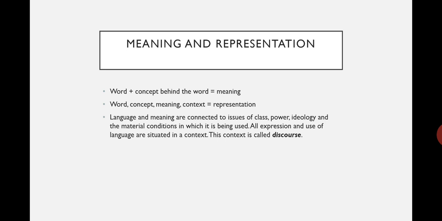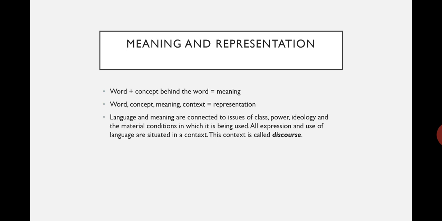How is meaning created? Meaning and representation. In cultural studies, representation is the preferred term to speak about meaning. Representation is the process of meaning generation and includes the word or the sign and its concept or meaning. Look at the slide. Word plus concept behind the word is equal to meaning.